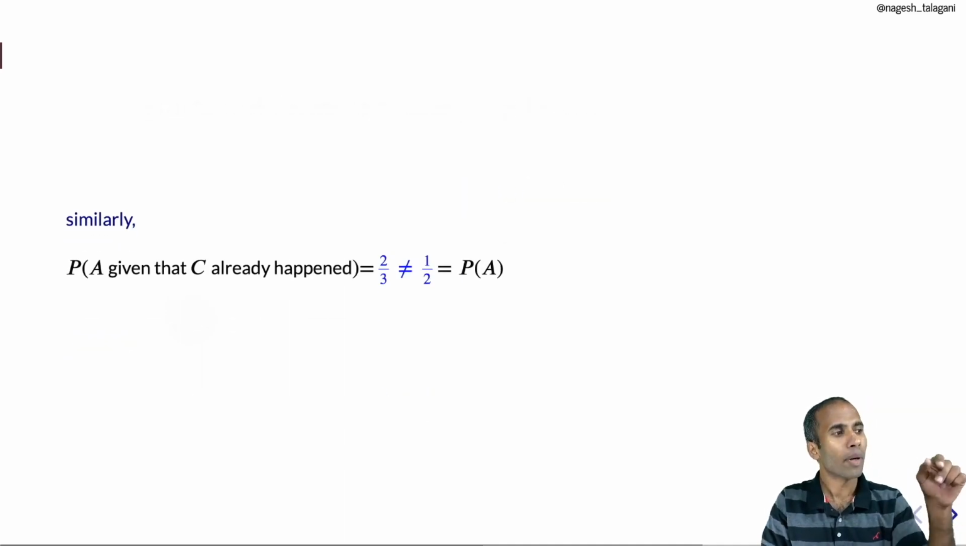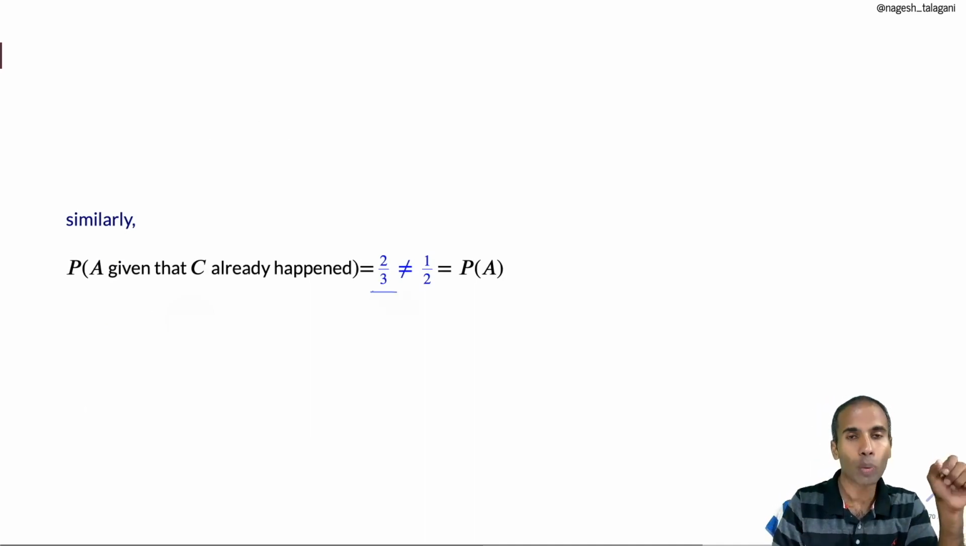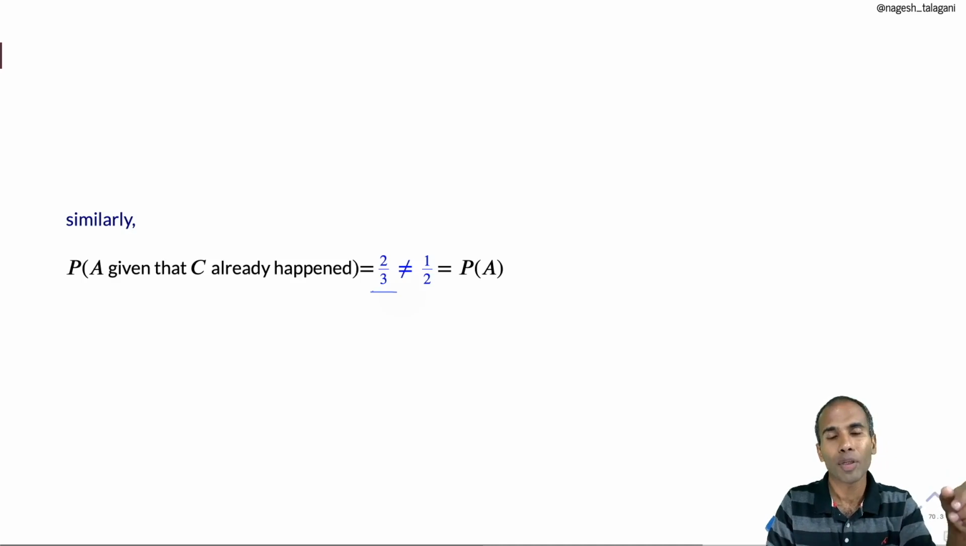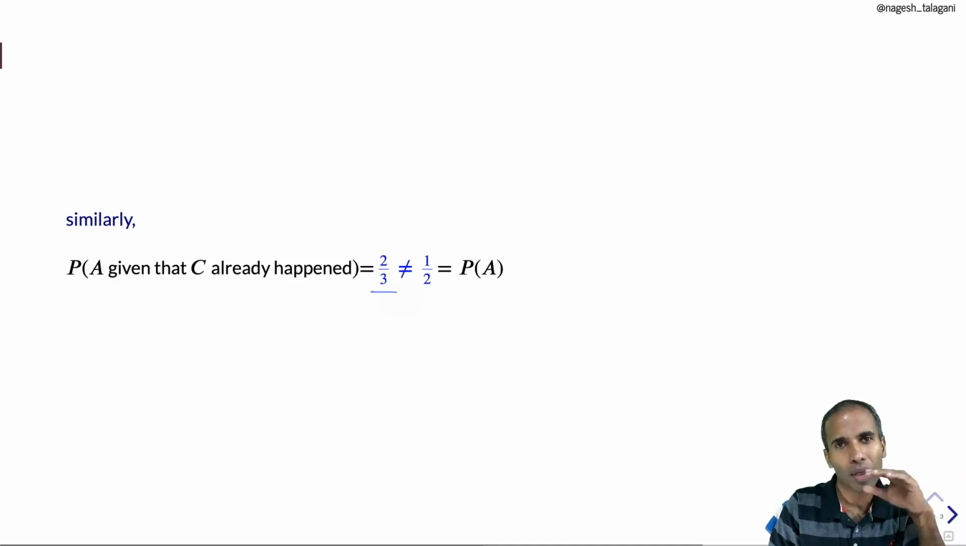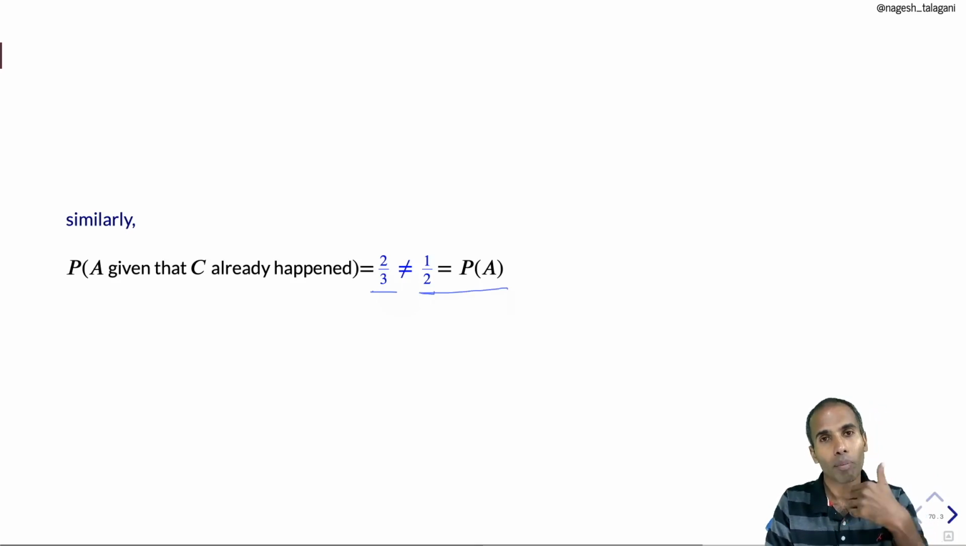Similarly, the probability of A given that C already happened will be 2 by 3, because when we know that C already happened, we only think of 1, 3, 5 as possible outcomes. Now C becomes the new reduced sample space. Out of 1, 3, 5, 3 and 5 are favorable for being prime. So that's why the probability of A given that C already happened should be 2 by 3, again which is not equal to 1 by 2.